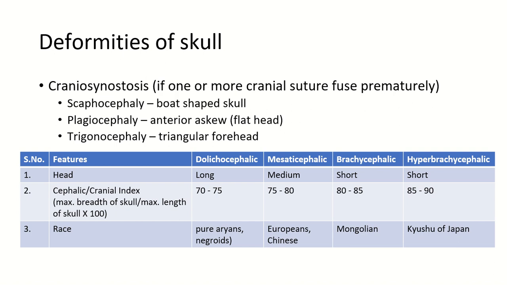Cephalic or cranial index is the maximum breadth of skull by maximum length of skull into 100. It is 70 to 75 in dolichocephalic, 75 to 80 in mesocephalic, 80 to 85 in brachycephalic, and in hyperbrachycephalic it is 85 to 90. The ethnic groups which can be identified using these measures are: dolichocephalic, pure Aryans or Negroids; mesocephalic, Europeans or Chinese; brachycephalic, Mongolian; and hyperbrachycephalic, Kyushu of Japan.